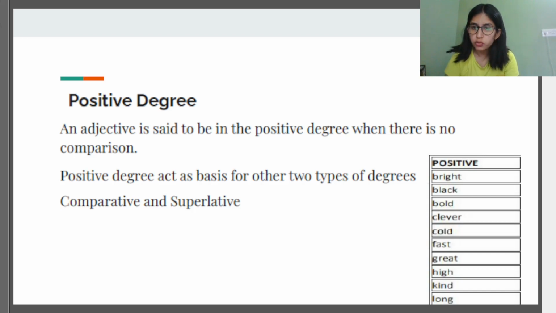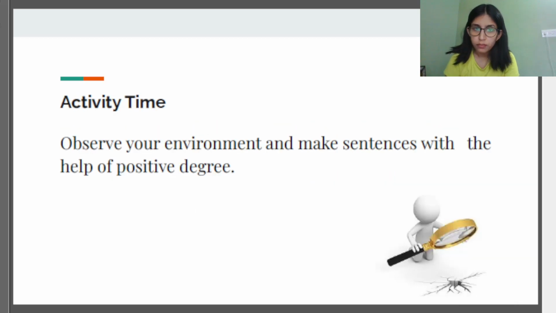Now we'll move forward to the next slide, the activity time, which you will also do with me. You will observe your environment and make sentences with the help of positive degrees. Just like I made this sentence just now, that I have a black phone, which tells that the color of my phone is black. In the same way you will be making sentences. I will give you 2 minutes for that.